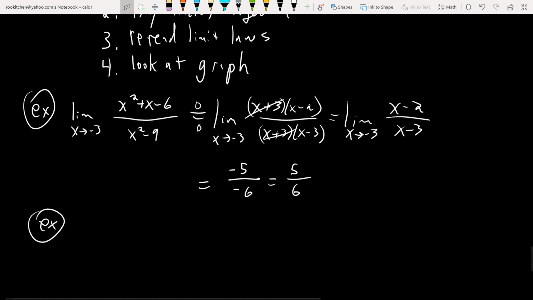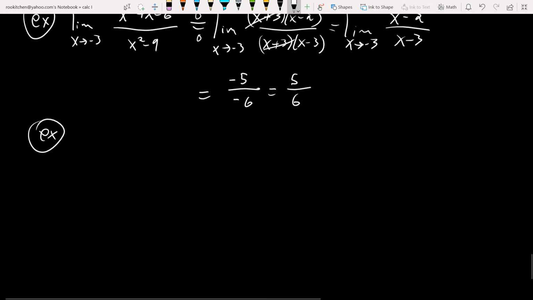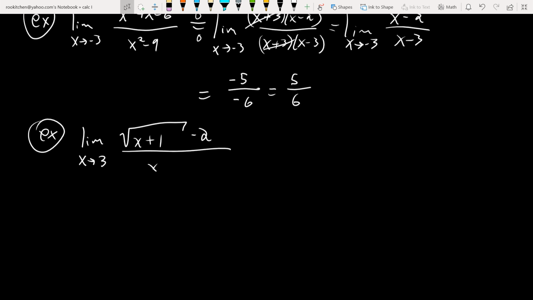Some other tricks you can do: rationalizing the numerator or rationalizing the denominator. So for example, the square root of x plus 1, minus 2, all over x minus 3. If you do a substitution, so plug in 3 for x, the square root of 3 plus 1 is 4, the square root of 4 is 2, 2 minus 2 is 0. Then down below, 3 minus 3 is 0, so a substitution isn't going to work because it's indeterminate. So what do I do?